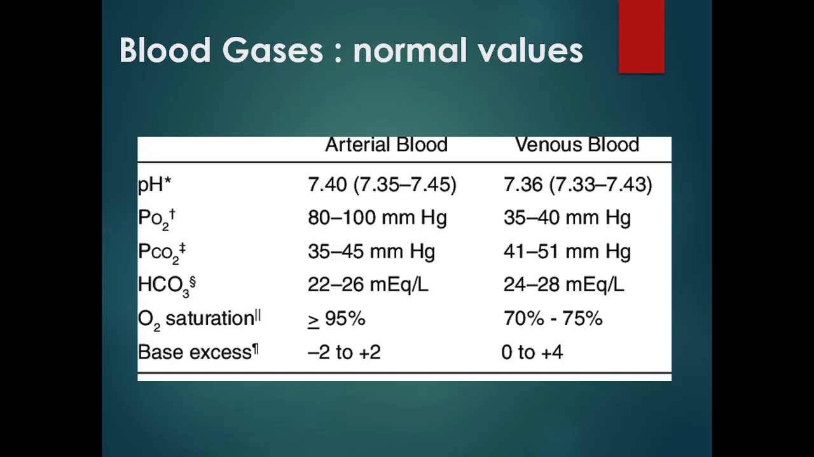Now the venous blood is not much different from the arterial blood. It's slightly more acidotic with an average pH of 7.36. The PCO2 is slightly higher with an average of 45, and a higher bicarbonate with an average of 26.